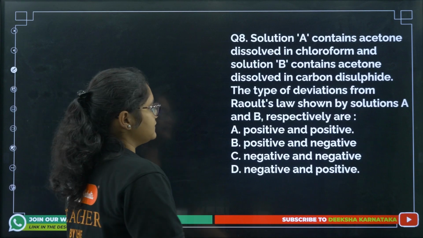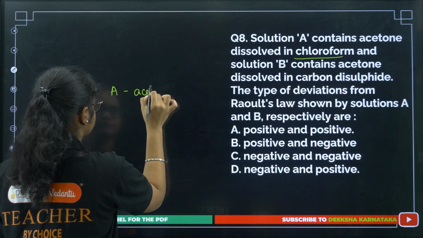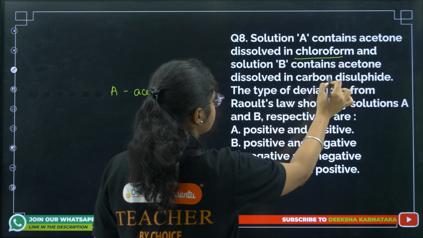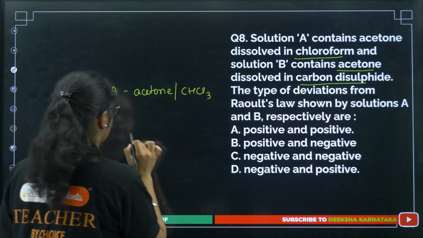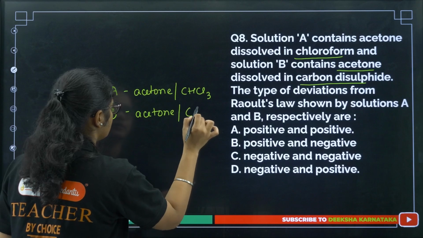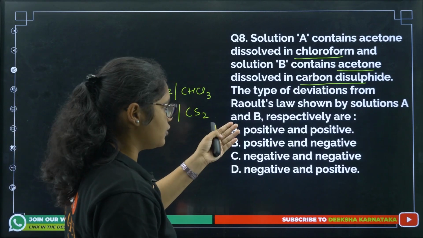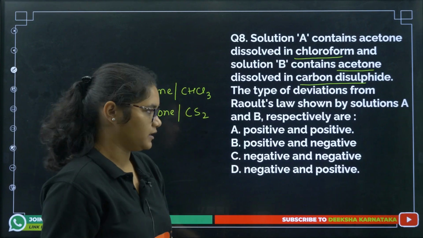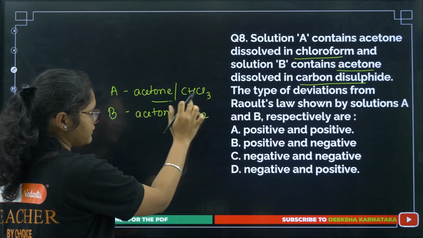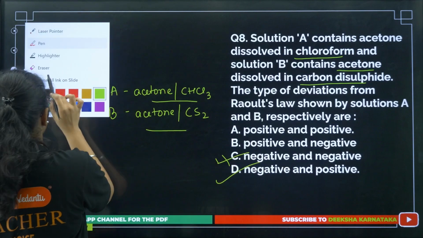Next, solution A contains acetone dissolved in chloroform. And solution B contains acetone dissolved in carbon disulfide. The types of deviation from Raoult's law shown by solutions A and B are respectively. So if you see this one here, the force of attraction will increase, so this one will show negative deviation. This one will show positive deviation. So correct answer here will be option number D.